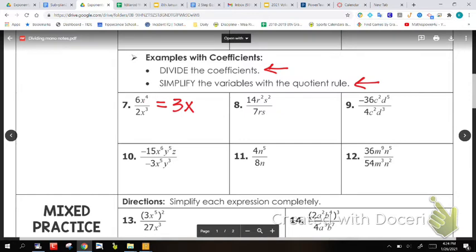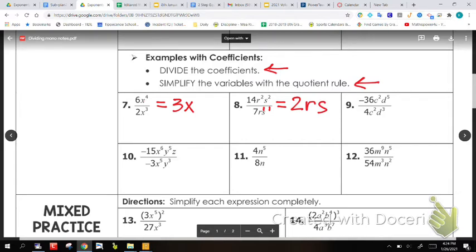For 8, again, 14 and 7 are the coefficients. Divide those. 14 divided by 7 is 2. R to the 2nd divided by r to the 1st would be r to the 1st. And s to the 2nd divided by s to the 1st. Remember, subtract your exponents, would be s to the 1st.